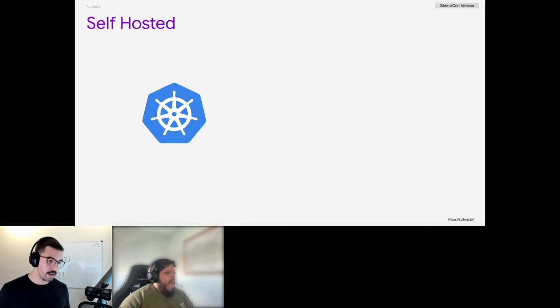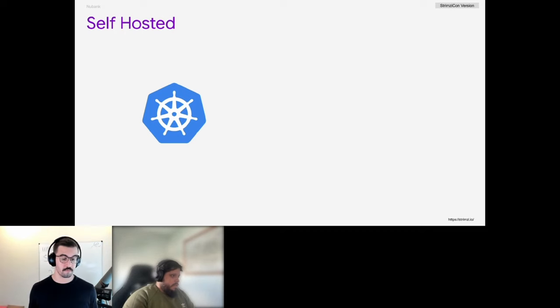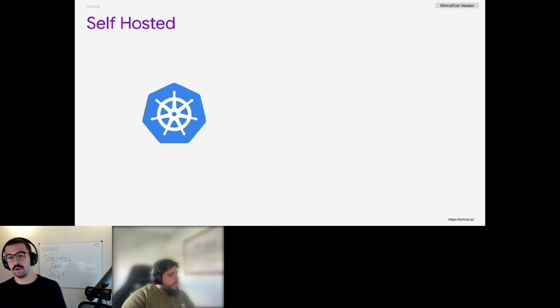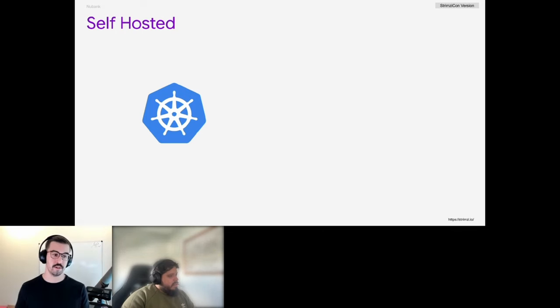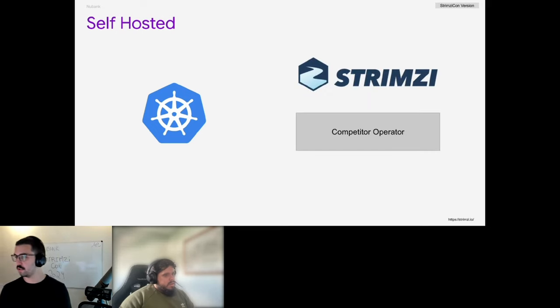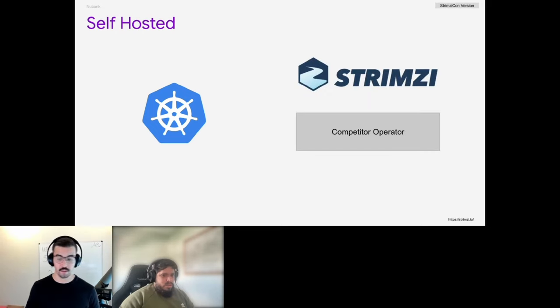And also Nubank has a solid Kubernetes team. We have a lot of clusters. We are very good at upgrading them. So we could just use the infrastructure that our teams are super reliable on and build on top of it. So we ended up with Strimzi and a competitor operator.